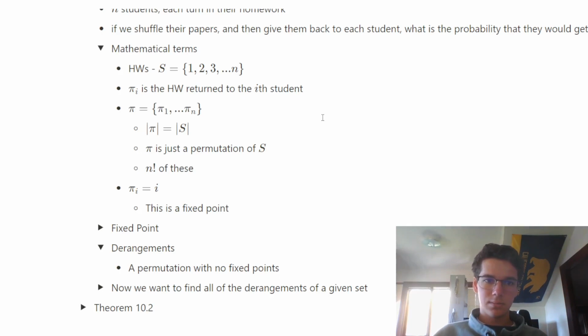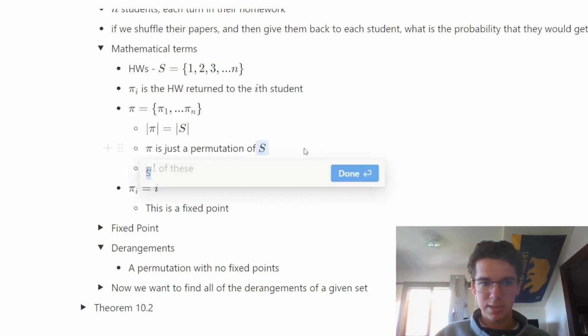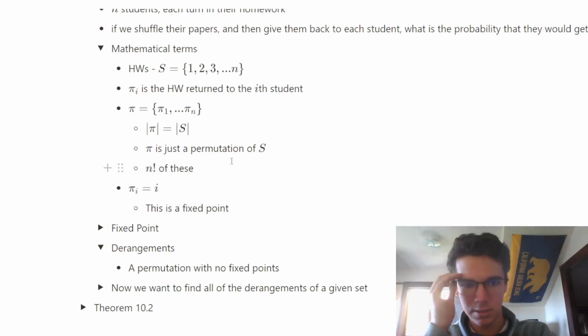Homework from student 1, homework from student 2, all the way up to homework from student n. Okay. Now we're going to have this set pi, where the ith element in pi is the homework that is returned to the ith element in S. Notice that it doesn't necessarily have to be the same homework, and that the size of pi is equal to the size of S, because pi is really just a permutation of S, and therefore there are n factorial possible permutations of S.